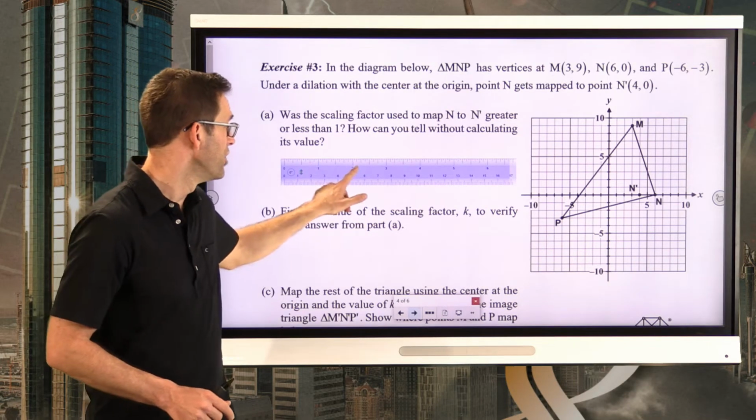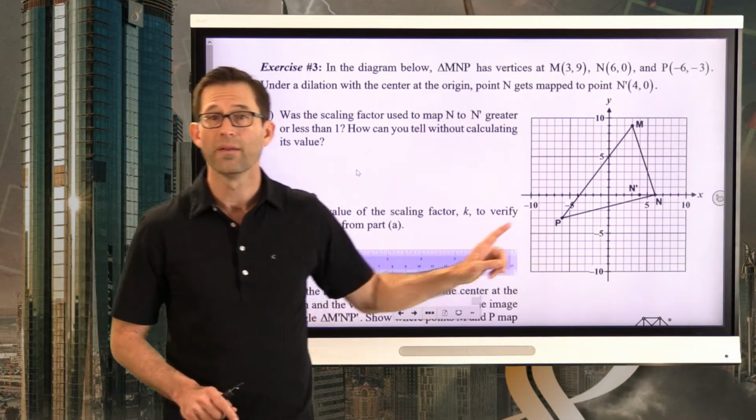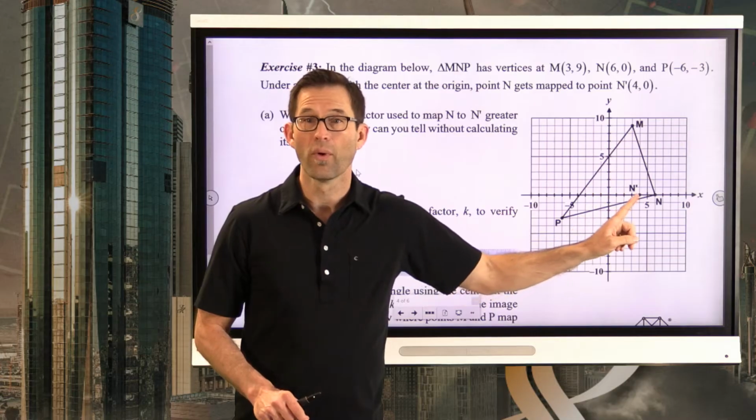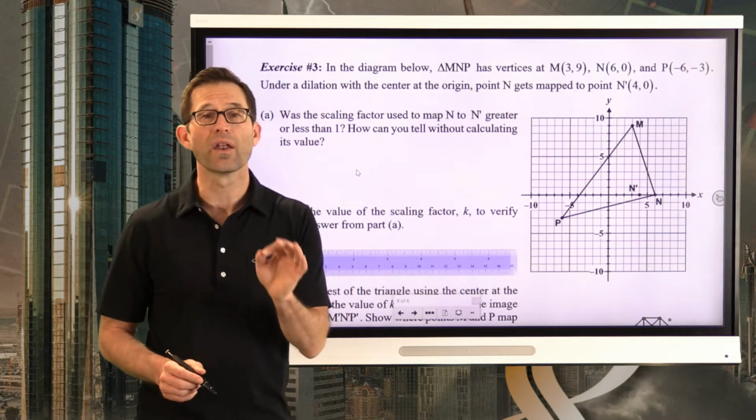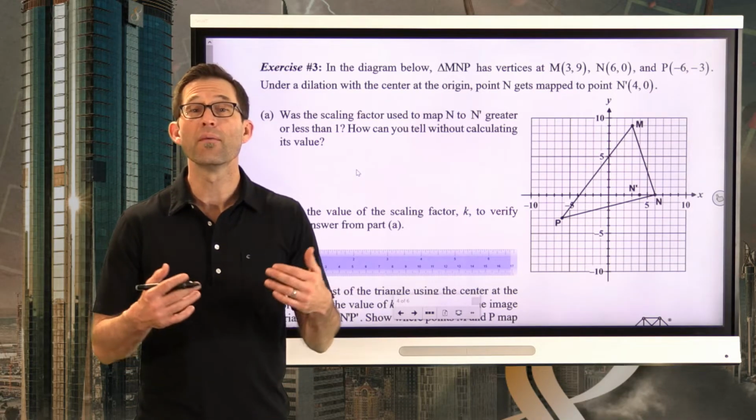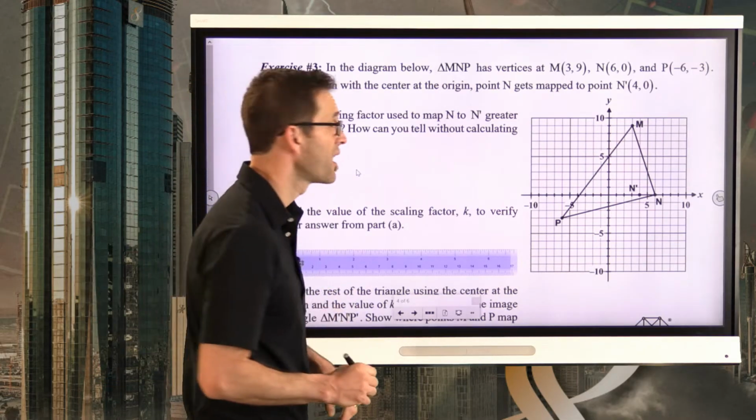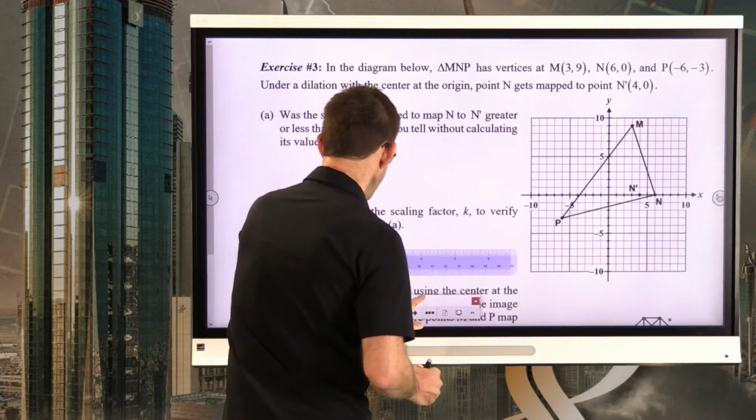Well, let me move this out of the way for a second. It's really important to understand the original point out here versus the image point right there. And notice the image point has actually gotten closer to the center, being the origin, than the pre-image or the original point. And therefore, because the distance got smaller, this thing must be less than 1.